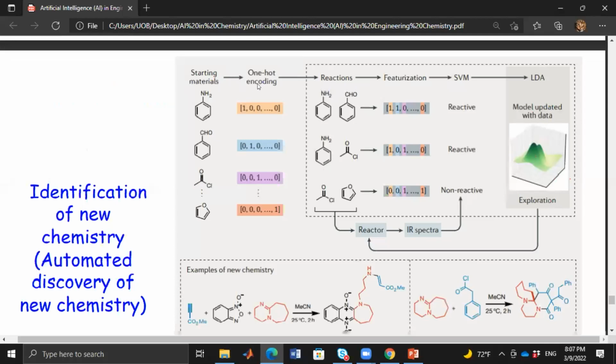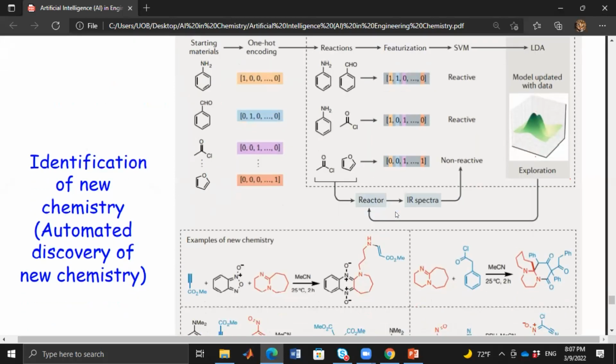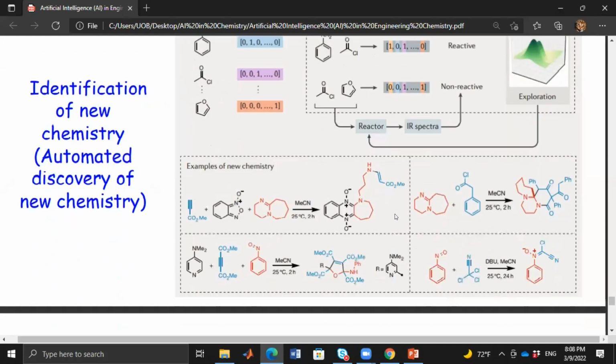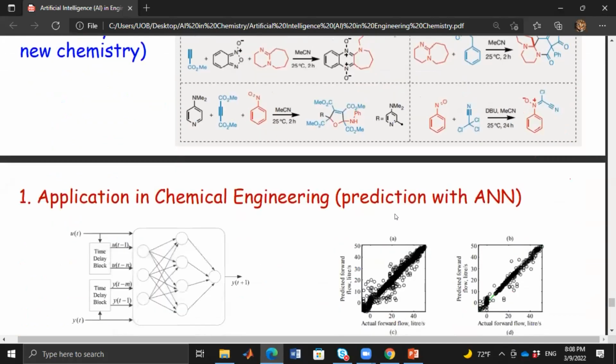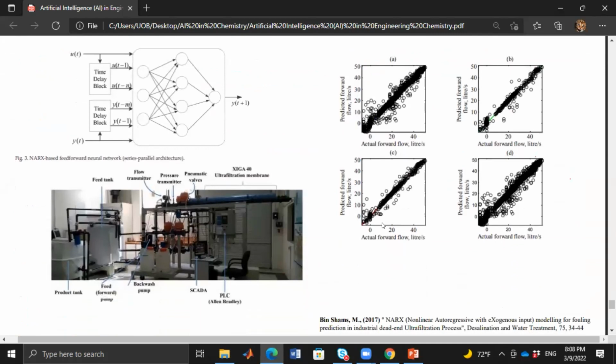Okay, so I'm going to jump on again to data encoding. I have to convert it to a form the computer can understand. We are using support vector machine and LDA, ML. And when people did that, they came up with new chemistry. Not only that, with the improvement in automation and instrumentation, they were able to automate the analysis. In chemical engineering as well, we have used a lot of neural networks.